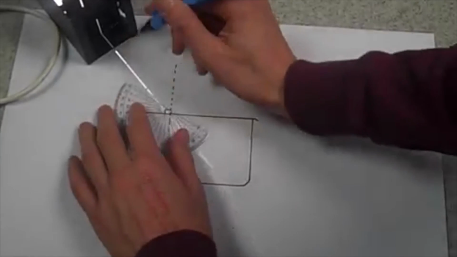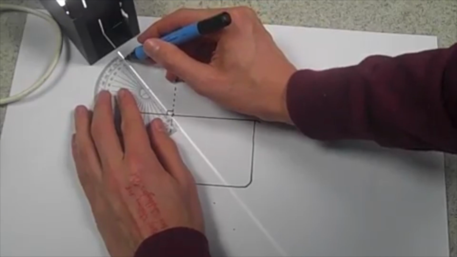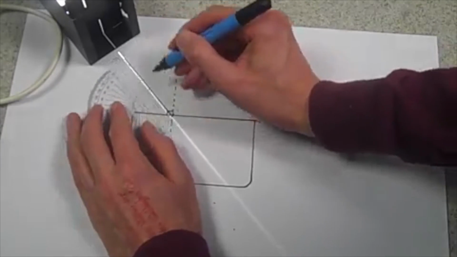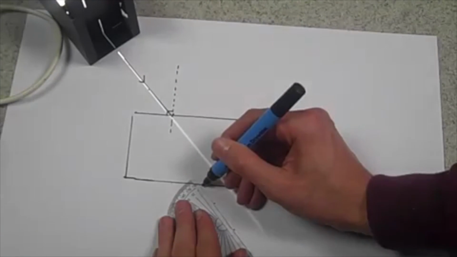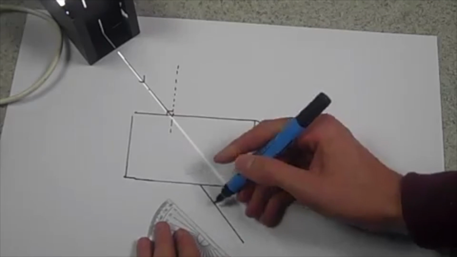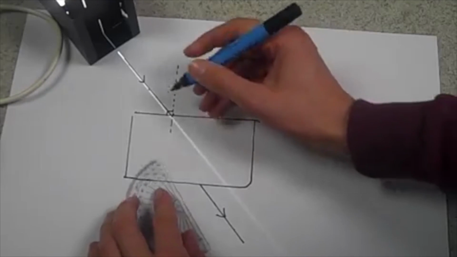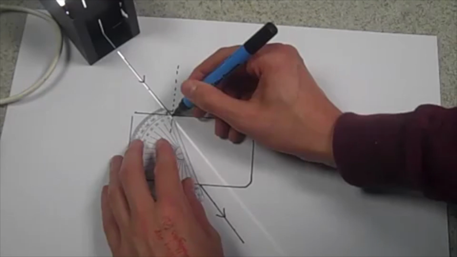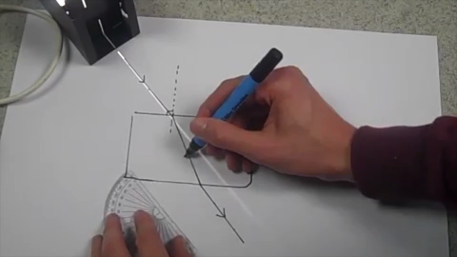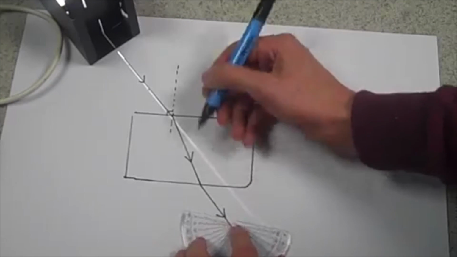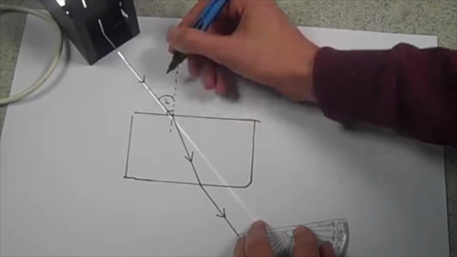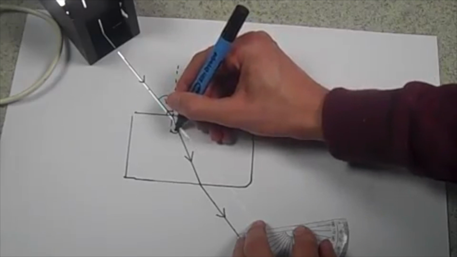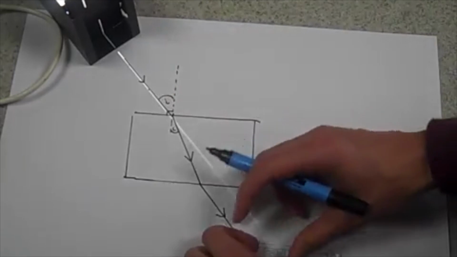Next, you need to join up your light ray, always drawing an arrow. Join it up at this side, and then join up your 2 light rays there. Okay, then you can measure using your protractor the angle of incidence and the angle of refraction.